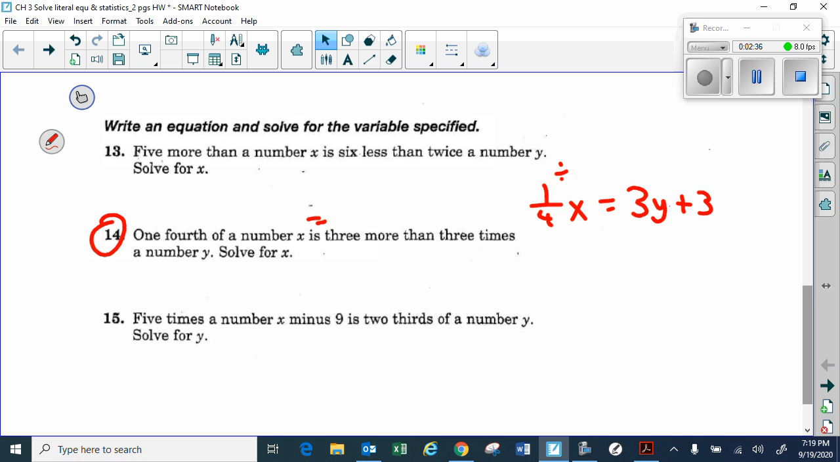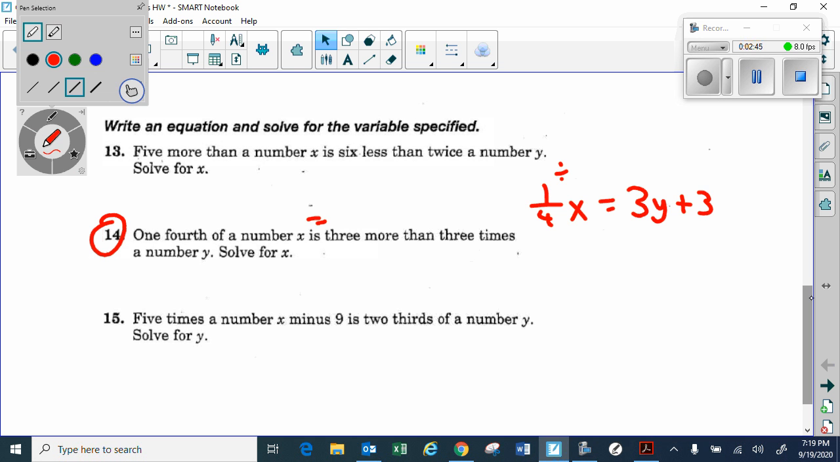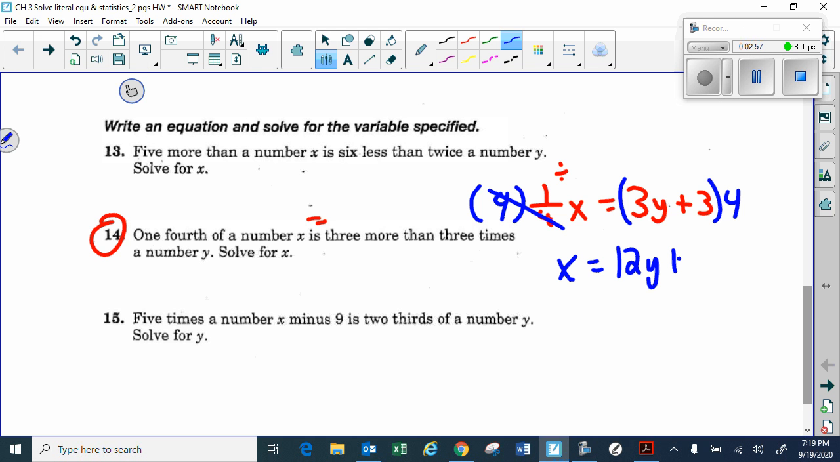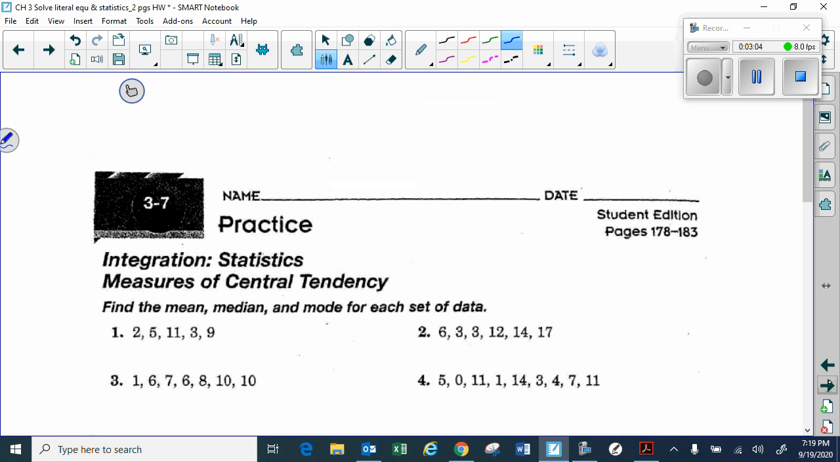The opposite of times is division. When I divide by 1/4, that is the same thing as multiplying by 4, the reciprocal. You know that. So I'm multiplying both sides by 4. Notice the 4s cancel out. I get x equals 12y plus 12. And there's my answer. All right, let's go to the back side.